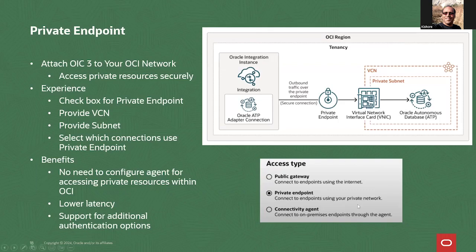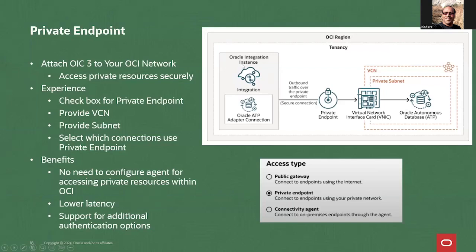So when you create a connection, for example, let's say you have an ATP database which is in a private subnet within a VCN as such, right? So now from OIC, when you want to execute a query on the private ATP database, the first step is to have your resource created in a private subnet within a VCN, and then you would create a private endpoint. And when you create a private endpoint, you would pick and choose the VCN and the subnet. So this will get attached to the Oracle Integration instance.